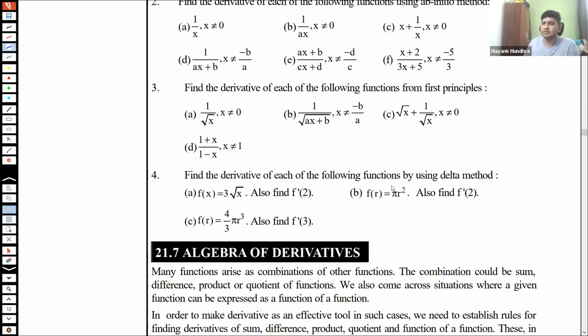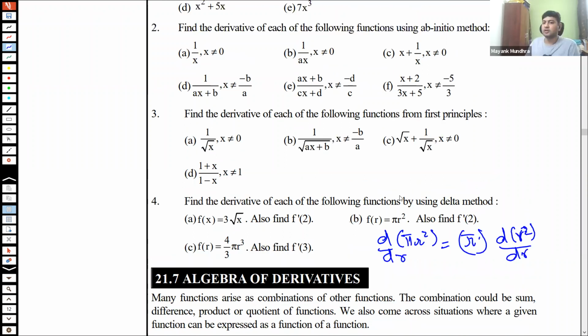The idea here is, why is this pi constant? Because pi is a constant, 3.1 something. Pi is a constant irrational value, so it does not change with respect to anything. So when I am differentiating d of pi r square by dr, I can write this as pi times d of r square by dr. This pi, which is multiplied with r square, gets out of the differentiation.